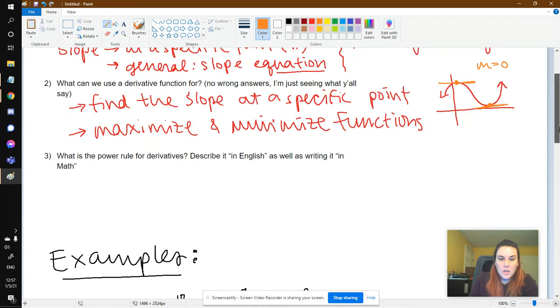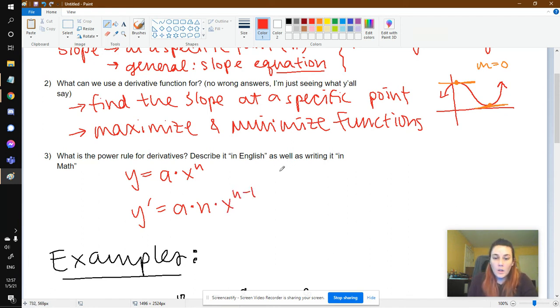And then what is the power rule for derivatives? The power rule for derivatives is if we have a function that looks like this, then its derivative is multiplying the coefficient and the exponent, and then kicking the exponent down by 1. That's the mathy version.